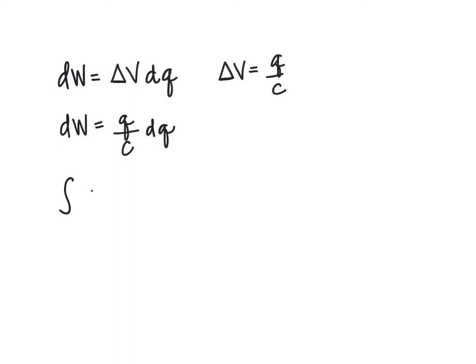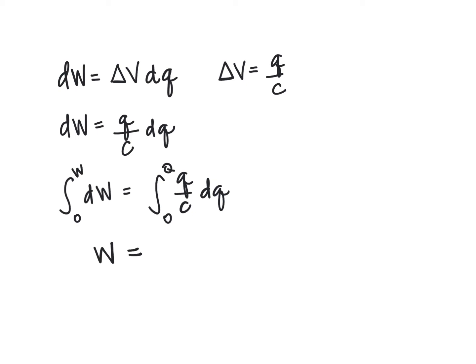Integrating both sides, dW, integral of Q over C dQ, with the limits of 0 to W for all the work done, total work, and 0 charge to the net total positive charge on one of the plates, we would get that the work is equal to Q squared over 2C.